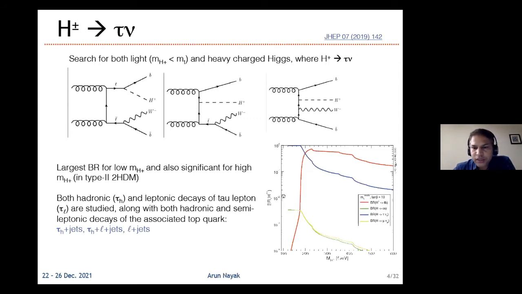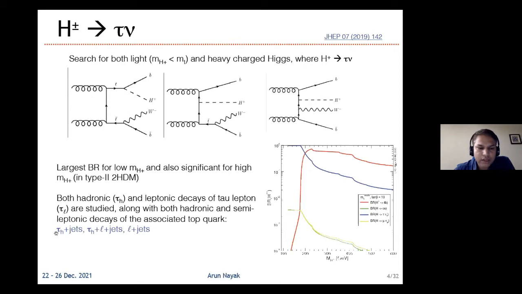As you can see from this plot obtained by the LHC Higgs cross-section working group, in this region for the light charged Higgs, this blue curve, which is going to tau nu, is largest, almost close to 1, and it is also significant for heavy charged Higgs. For these searches, both hadronic as well as leptonic decays of the tau leptons have been considered, and both hadronic as well as leptonic decays of the associated top quark have been considered. So at the end, you have three types of final states.